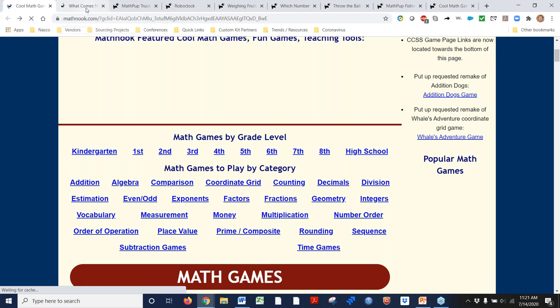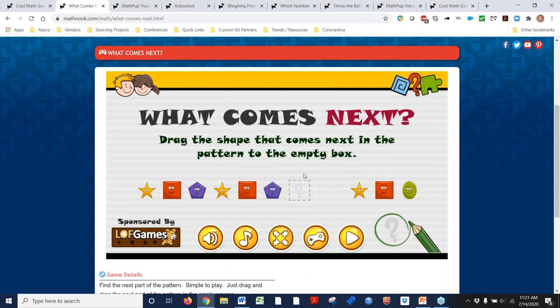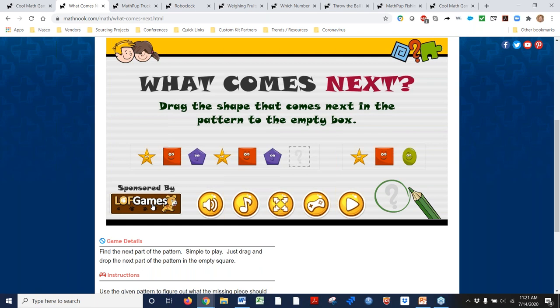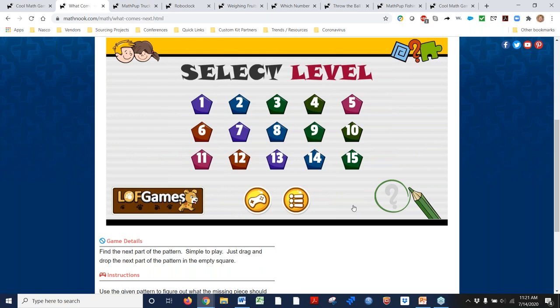Okay. For first grade, sorry, I didn't want it to go back there. I like to go back to the beginning just in case. So this is the other one. We can start the game. This is based on what comes next. It's based on patterns. Another thing here is that this can take you offsite. So this is sponsored by, and if you click here, it takes you offsite. You can change the volume and other different aspects. So this is something to be aware of.